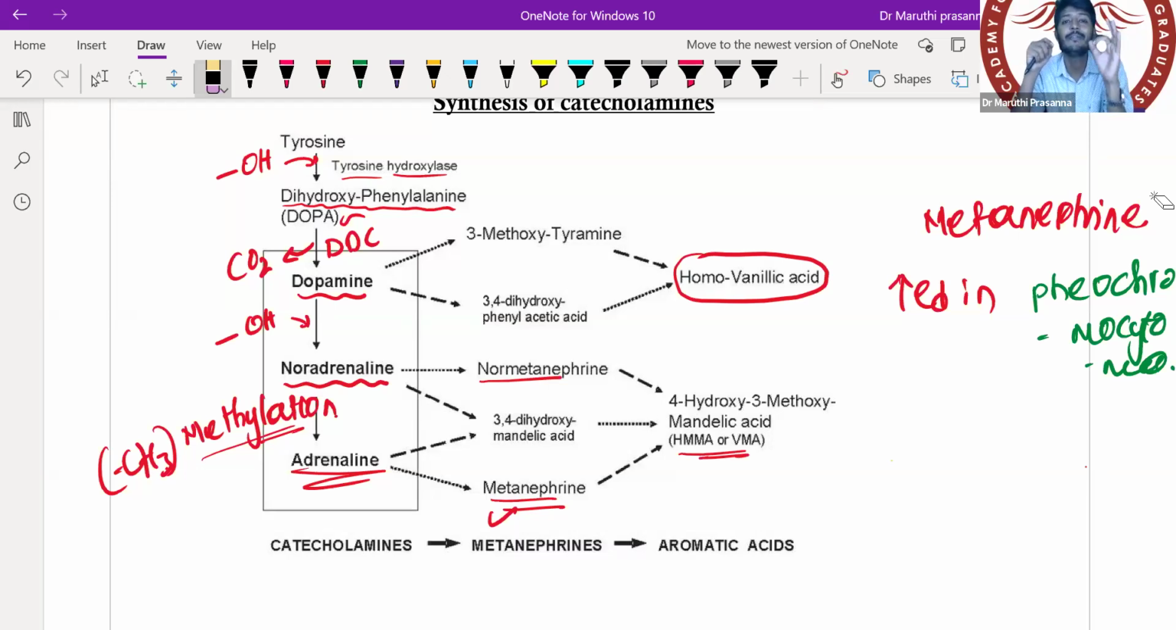To control the blood pressure, we give a drug called phenoxybenzamine. Repeat everybody. Phenoxybenzamine is an irreversible alpha blocker. But phenoxybenzamine can also be combined with one more drug. Can anybody tell me what we will combine with phenoxybenzamine?